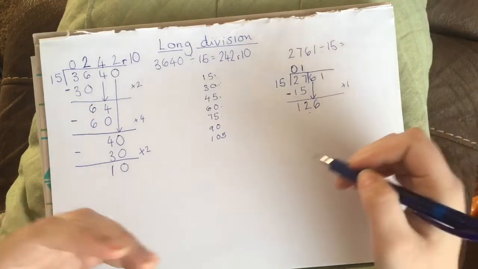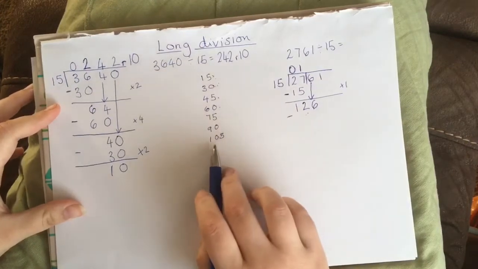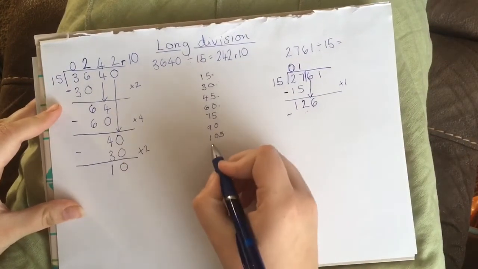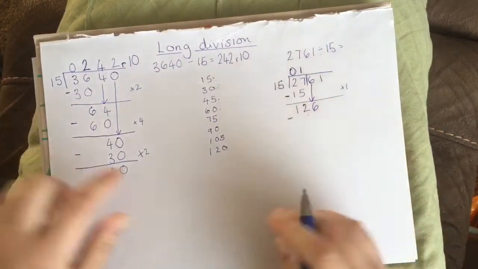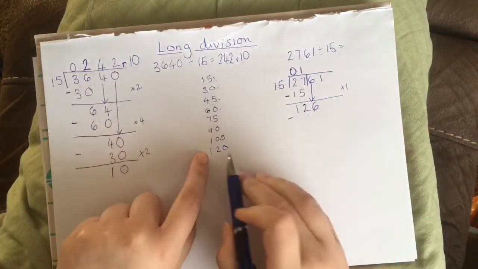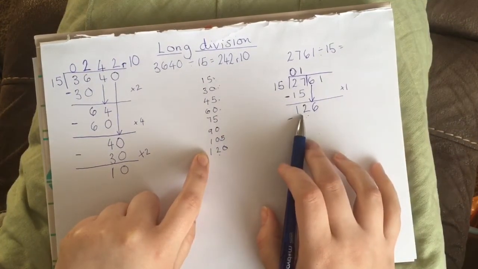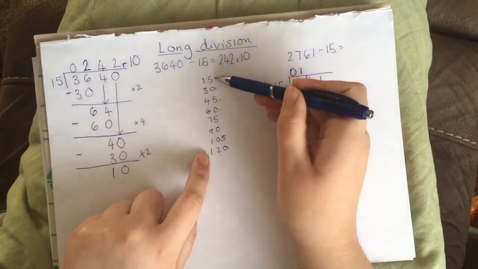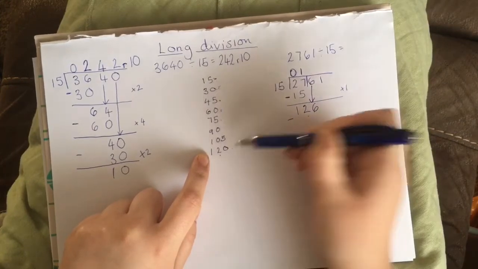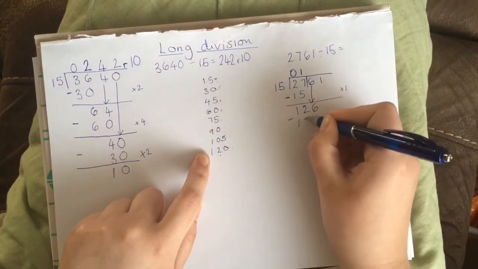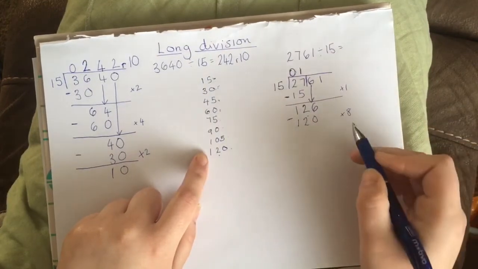Okay, so now I need to have a look at the times table. I could probably even take this higher now. So 105 add 15 is going to be 120. Now, that's really close to my number here, 120 and 126. So let's count up how many times we go up. 1, 2, 3, 4, 5, 6, 7, 8. So I'm going to put 120 down here, and then that's timesing 15 by 8.